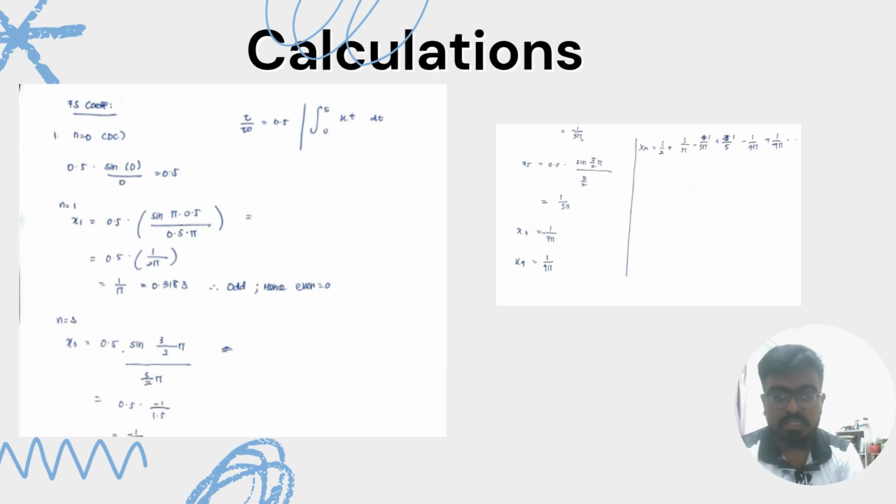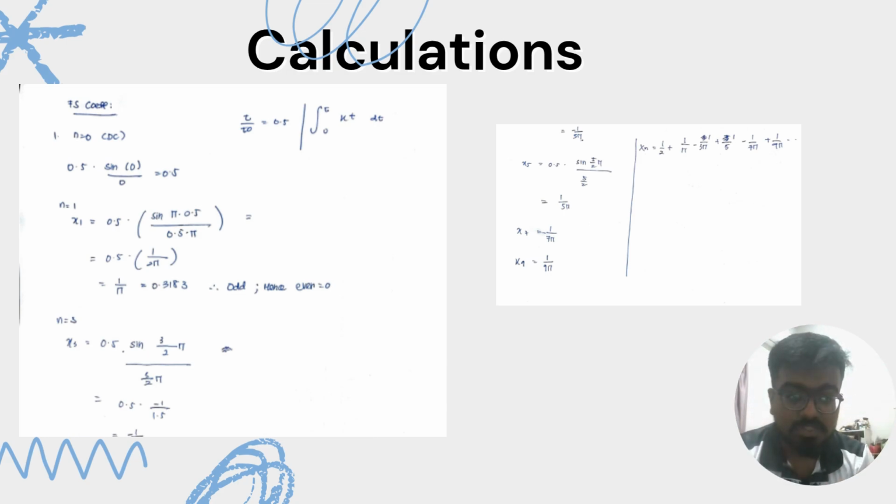Since it's an even signal, the even harmonics 2, 4, 6 will be 0. So we jump straight to n equals 3, where we get 1 over 3 pi, followed by n equals 5, where we get 1 over 5 pi. So the signal progresses over the odd harmonics in the form of 1 over pi, 1 over 3 pi, 1 over 5 pi, 1 over 7 pi, and so on.